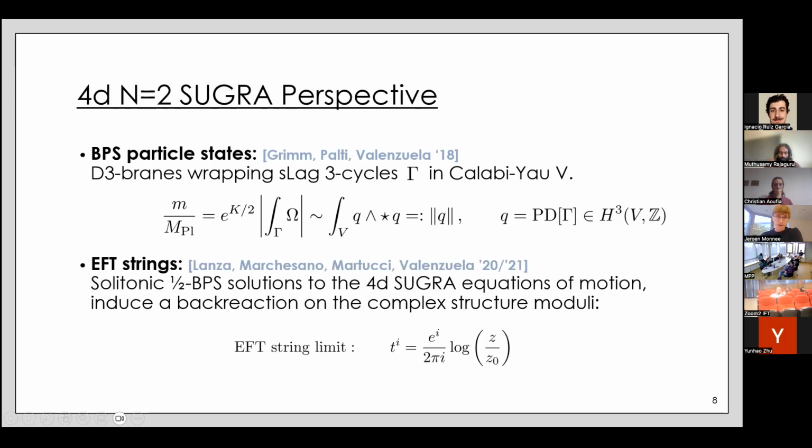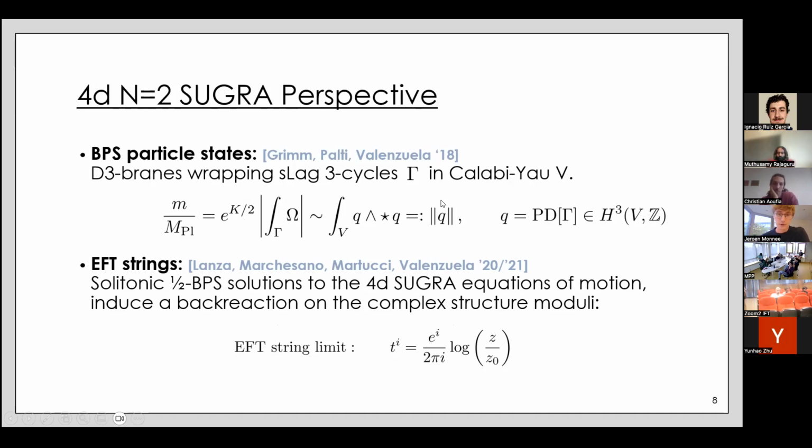And then besides these particle states, there can also be EFT strings, as introduced in these papers, which are solitonic 1/2 BPS solutions to the 4D supergravity equations of motion. And importantly for the talk today, these induce a very particular back reaction on the complex structure moduli. So the moduli I denote by T^i, and the infinite distance limit will be when they are sent to i infinity. And for an EFT string, they always have this logarithmic profile. And importantly, what I want to emphasize is that these trajectories are linear. Right? So all saxions in this case will scale at the same rate. Okay, I will come back to this later.